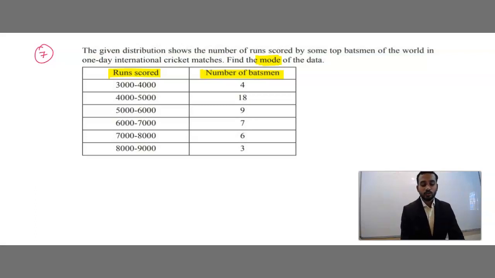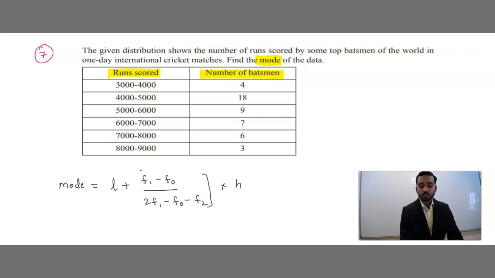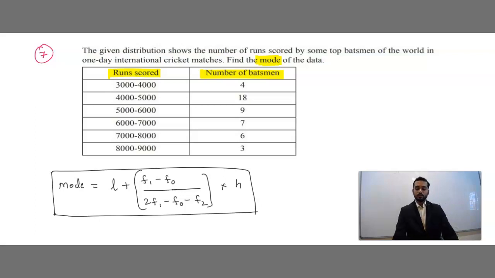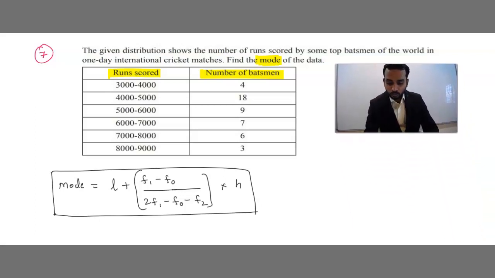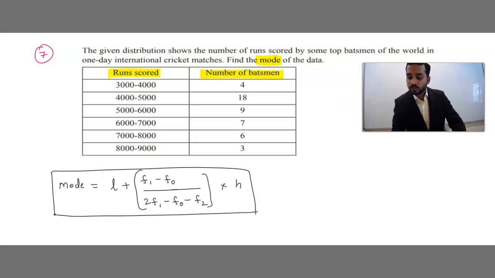Now first, what do we do? We write the mode formula. What is the formula to find mode? Mode is equal to L plus F1 minus F0 divided by 2F1 minus F0 minus F2, into H. Correct? Whole divided. So this is the formula to find mode. Correct? Now what will we do here? Simple.